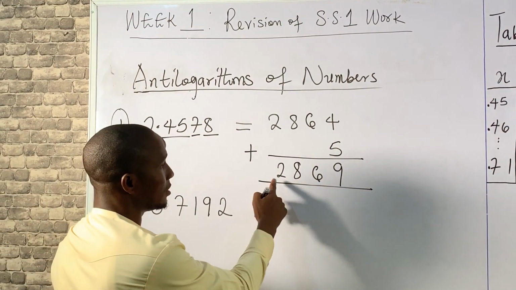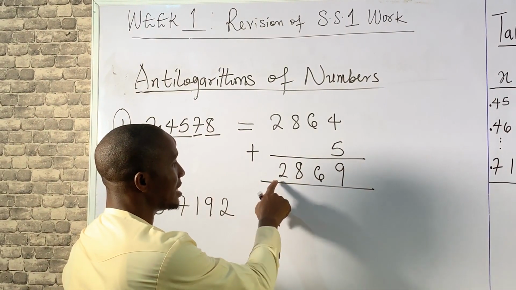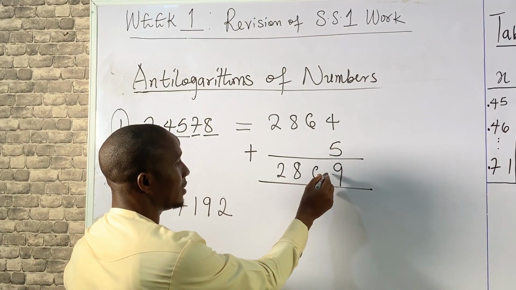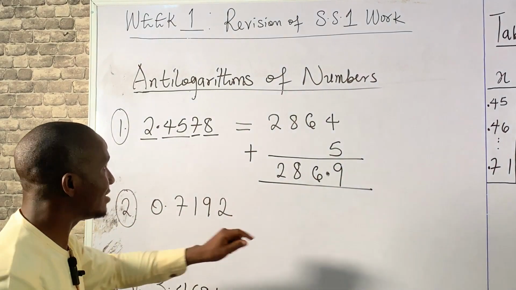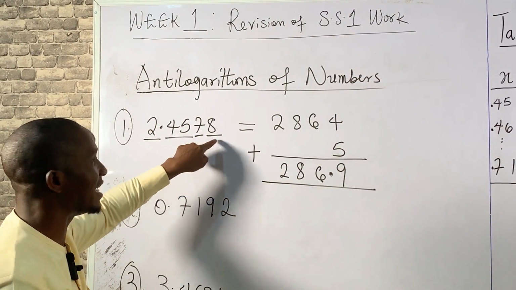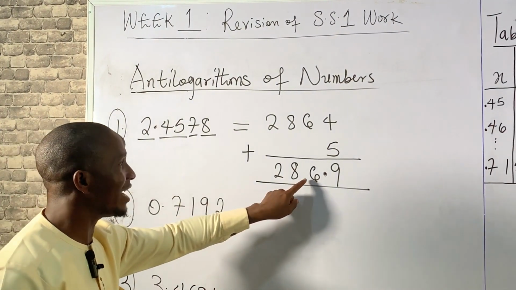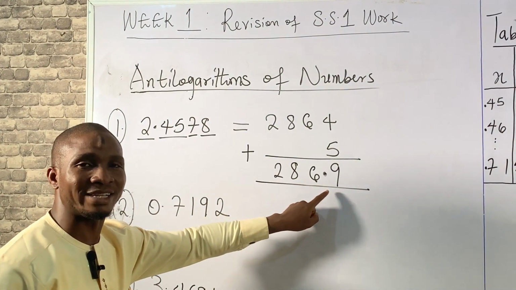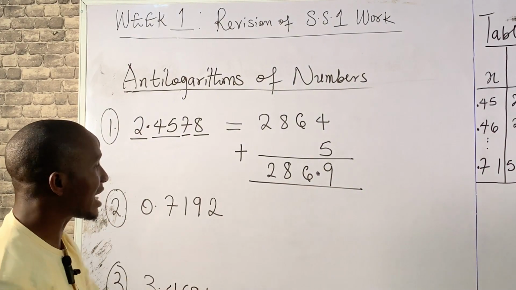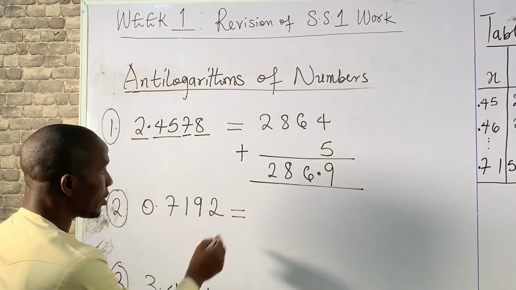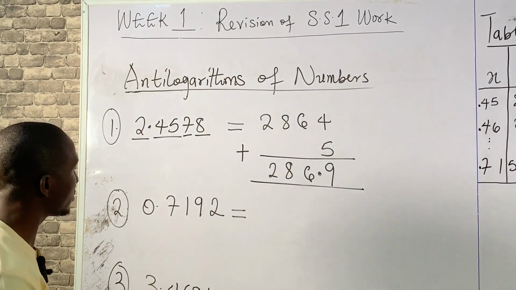So this is the number, 286. After these first 3 numbers, then you place your decimal point. This shows that the antilog of 2.4578 is 286.9. This is the first example. Now let's look at the second example to explain more on this.